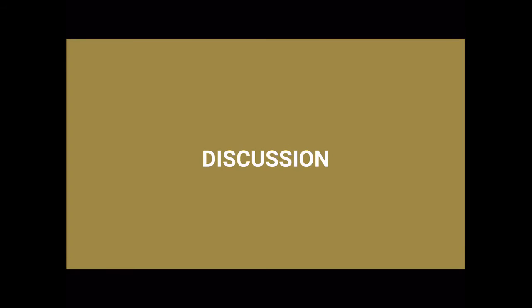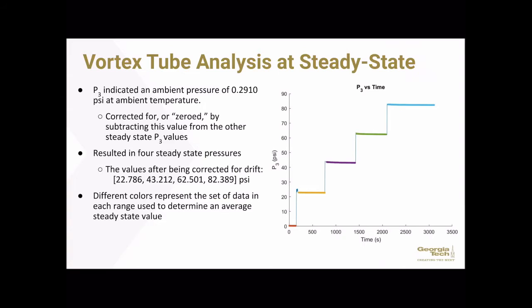So now to discuss. So this is the vortex tube analysis at steady state. So initially we plotted P3 with time in order to get a good steady state value, and we noticed that there was a drift pressure that we subtracted or corrected for from the other 4 values, and that resulted in the vector shown in the second bullet. The different colors represent the amount of data that was used in order to calculate the steady state. So in this case, there was a lot of data to work with because it looks similar to a unit function.